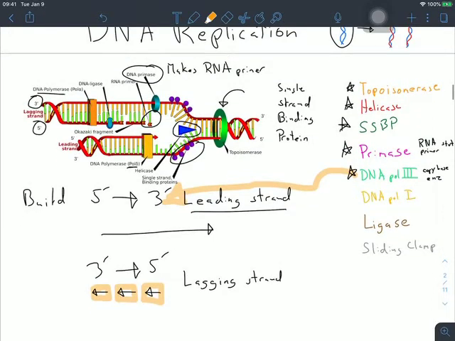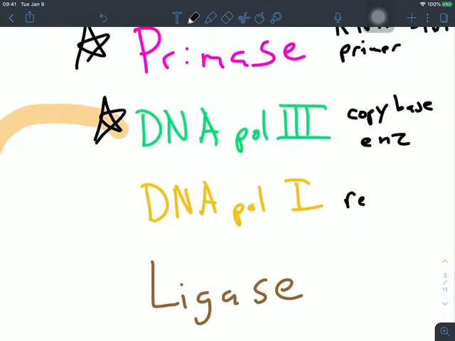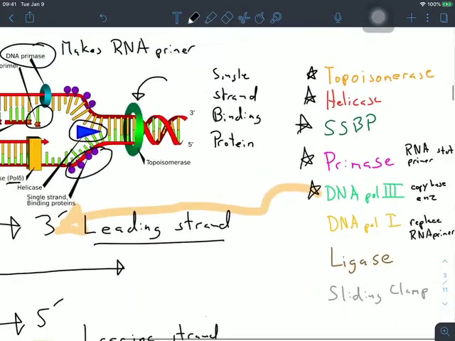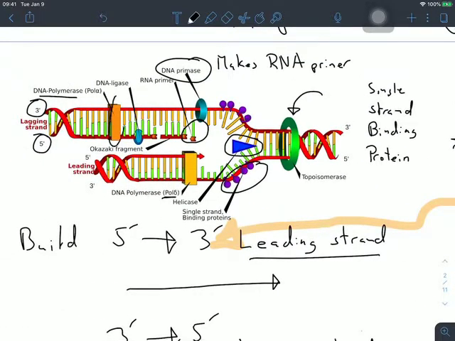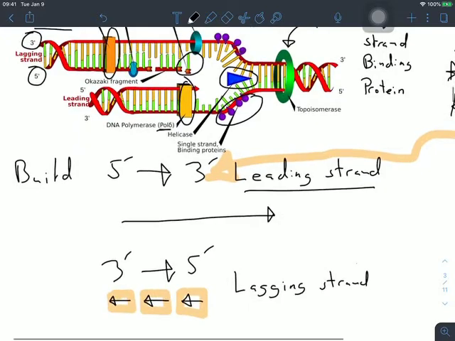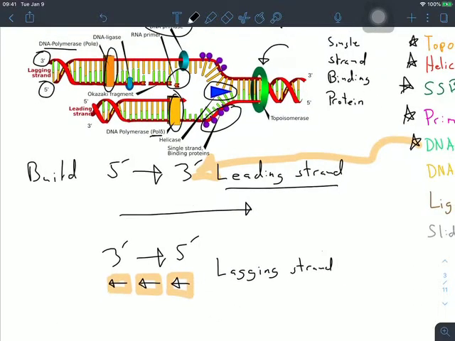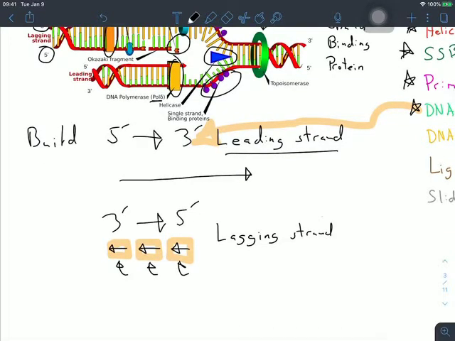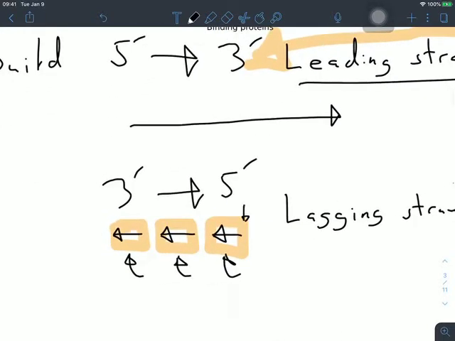After DNA Pol 3 has added the bases and copied the bases, you then have DNA Pol 1 replace the RNA primer. So you see that function happening back here. The lagging strand, because it's building these in much more sections, we can see that it requires a lot more RNA primers. Every single start location needs a primer.